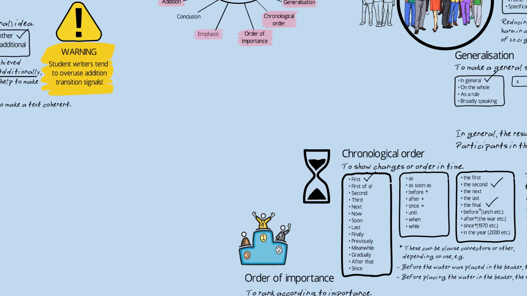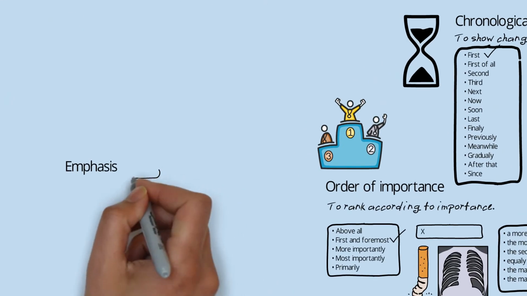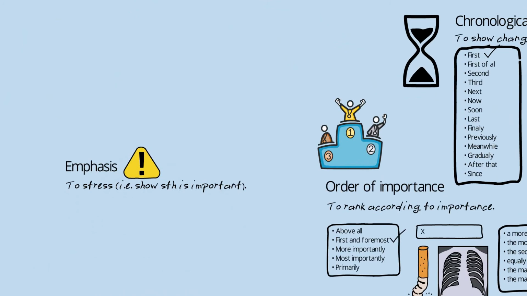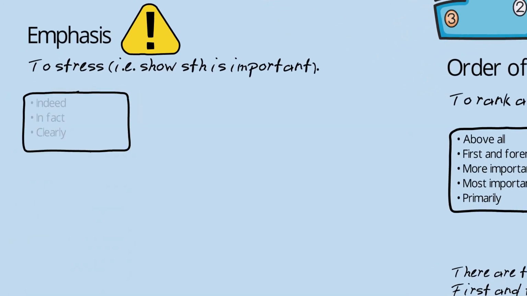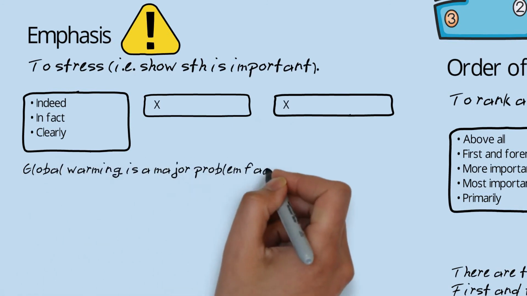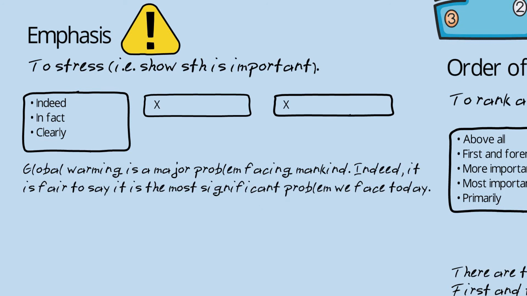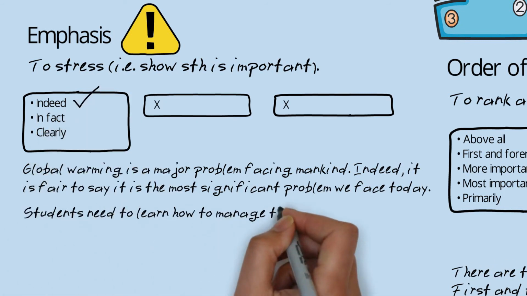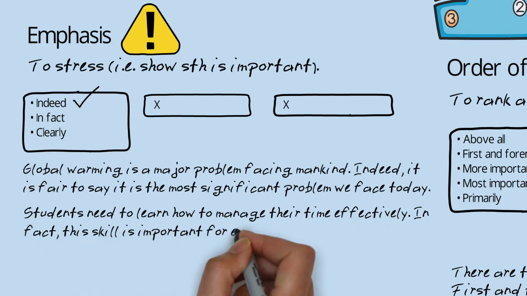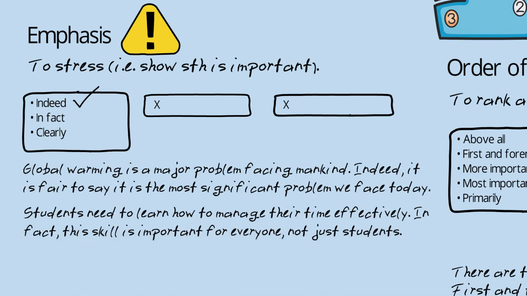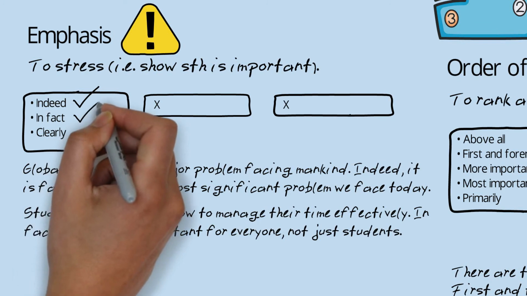Next, transitions for emphasis. So these are used to stress, in other words, to show that something is important. Indeed, in fact, or clearly. Global warming is a major problem facing mankind. Indeed, it is fair to say it is the most significant problem we face today. Students need to learn how to manage their time effectively. In fact, this skill is important for everyone, not just students.